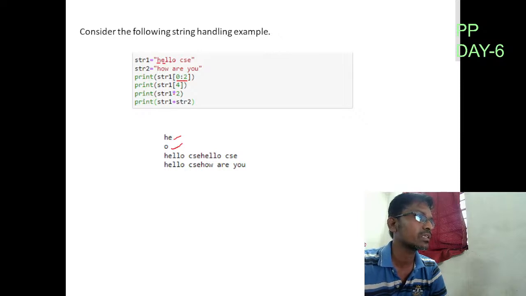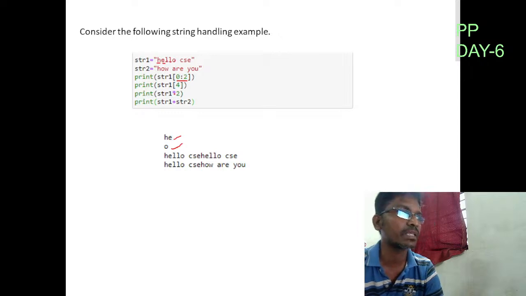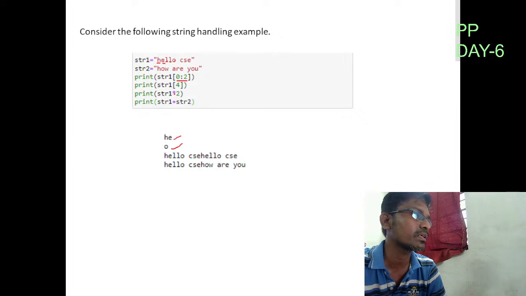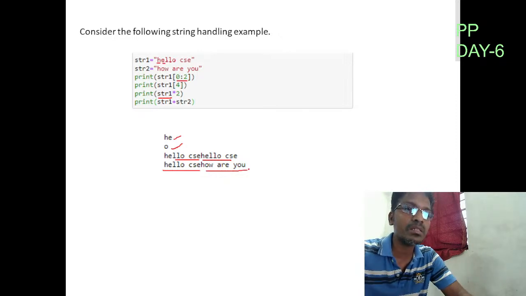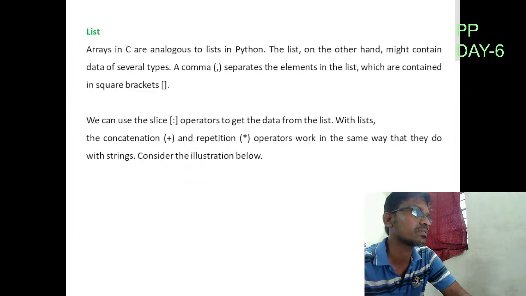So next one, the star operator. It is the repetition operator. Then I got str1 printed two times, like hello CSC and hello CSC. And str1 plus str2 is the concatenate operator. Then it will concatenate the two strings, and I got the output hello CSC how are you. So these are the different types of operators that can be used on strings.